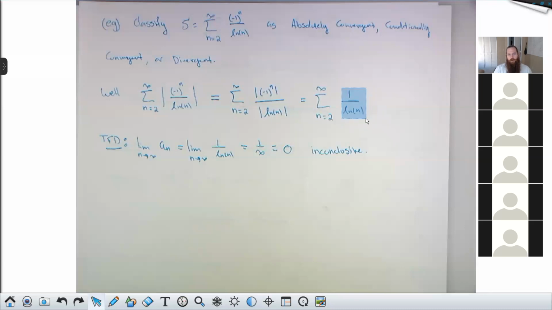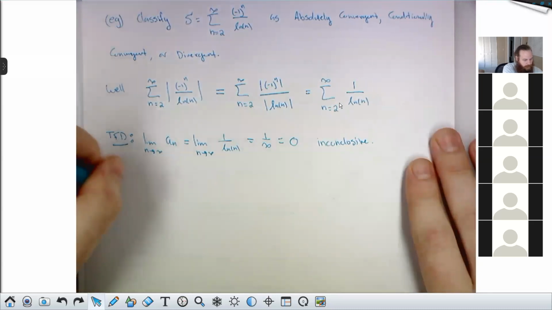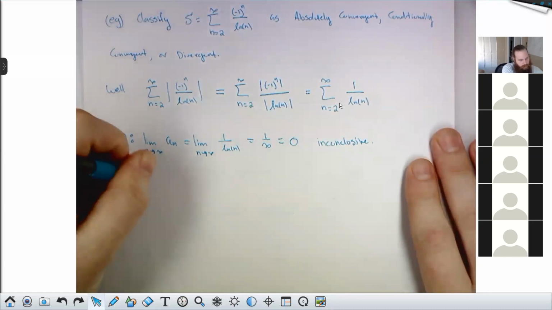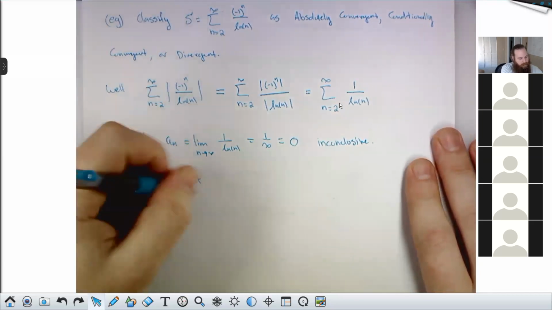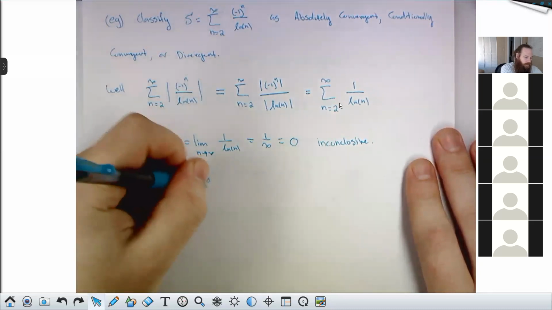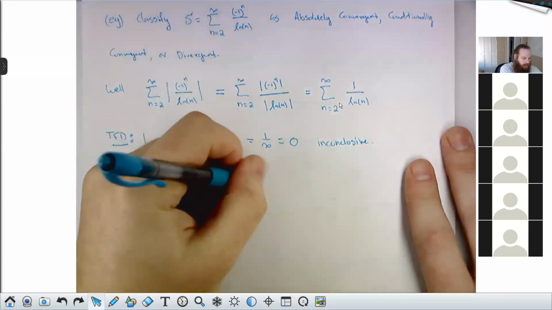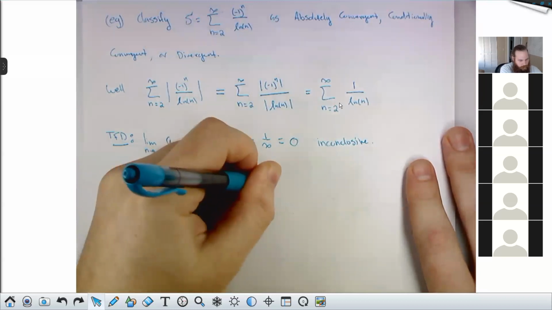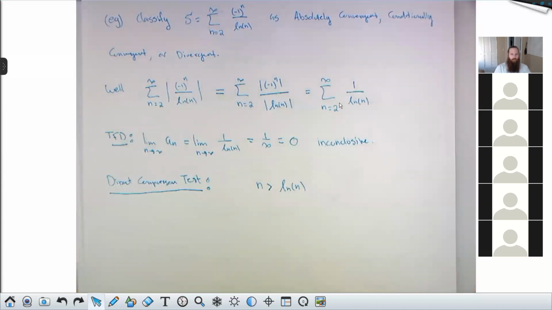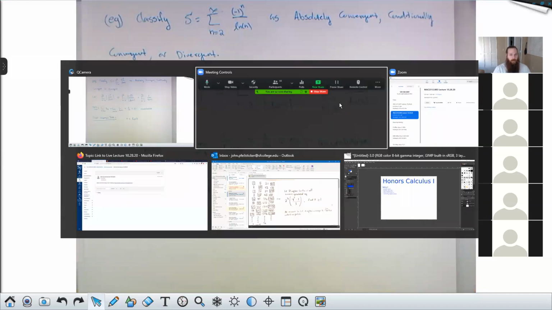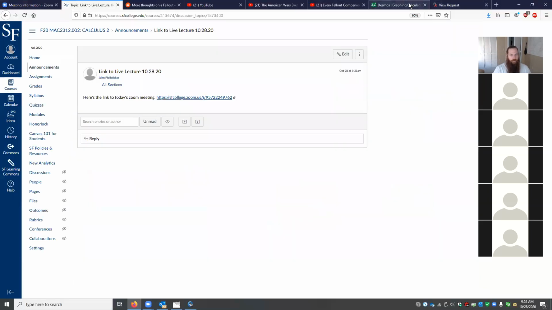I don't see anything right away that this series is very similar to, but I do see something that this series is strictly larger than. So the fastest path here is going to be a direct comparison test, or DCT. The useful fact here is that n is bigger than the natural log of n. In fact, for all real numbers, x is bigger than the natural log of x.